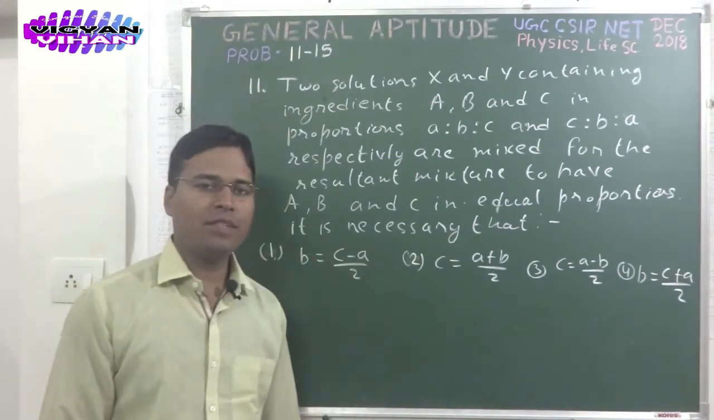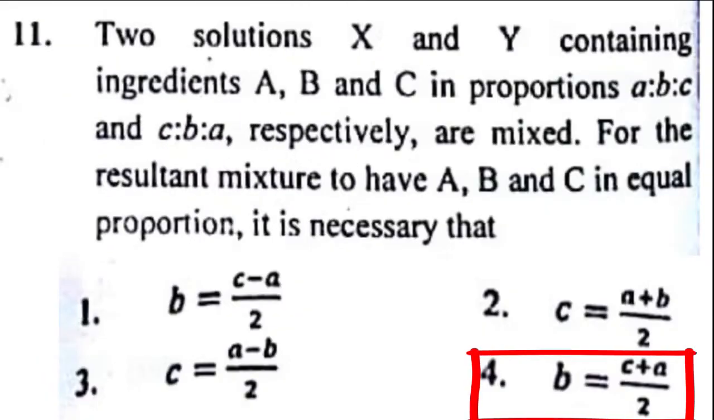This is our first problem here. Problem number 11. Two solutions X and Y containing ingredients A, B and C in proportions A:B:C and C:B:A respectively are mixed. For the resultant mixture to have A, B and C in equal proportion, it is necessary that the correct answer of this problem is option 4. B is equal to (C plus A) by 2.